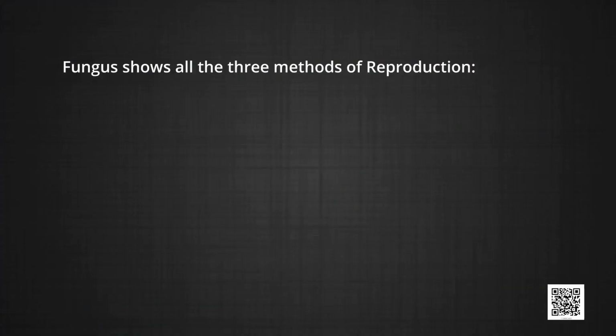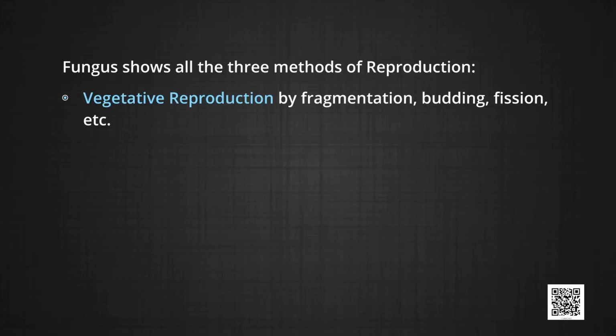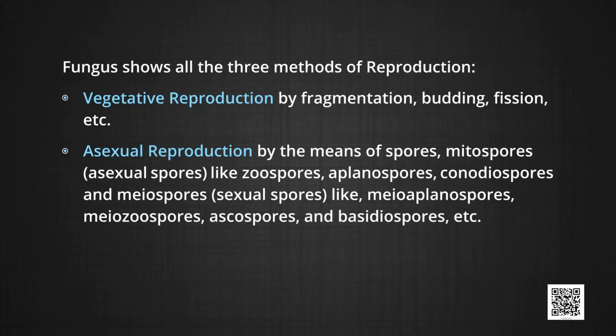They can cause diseases in humans, plants and animals, and can also be used in industries in the production of various products like hormones, bread, etc. Fungi show all three methods of reproduction. First, vegetative reproduction, meaning by fragmentation, budding, fission, etc. Second, asexual reproduction by means of spores, mitospores, like zoospores, aplanospores, conidiospores, and meiospores. Sexual spores like meioplanospores, mesospores, ascospores and basidiospores, etc.